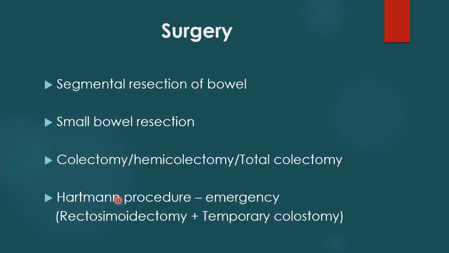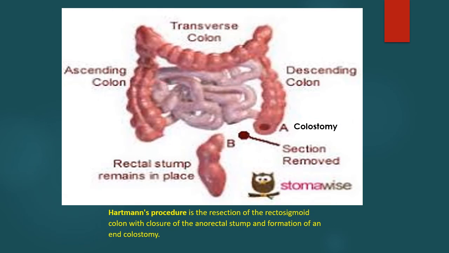And the other one which I mentioned, Hartmann's procedure, especially used for emergency, where the rectosigmoid is removed, rectosigmoidectomy plus temporary colostomy. This is your Hartmann's procedure. This is the rectal stump, this is the descending colon, and here the rectosigmoid colon has been resected and removed. Thereby the bleeding is controlled.